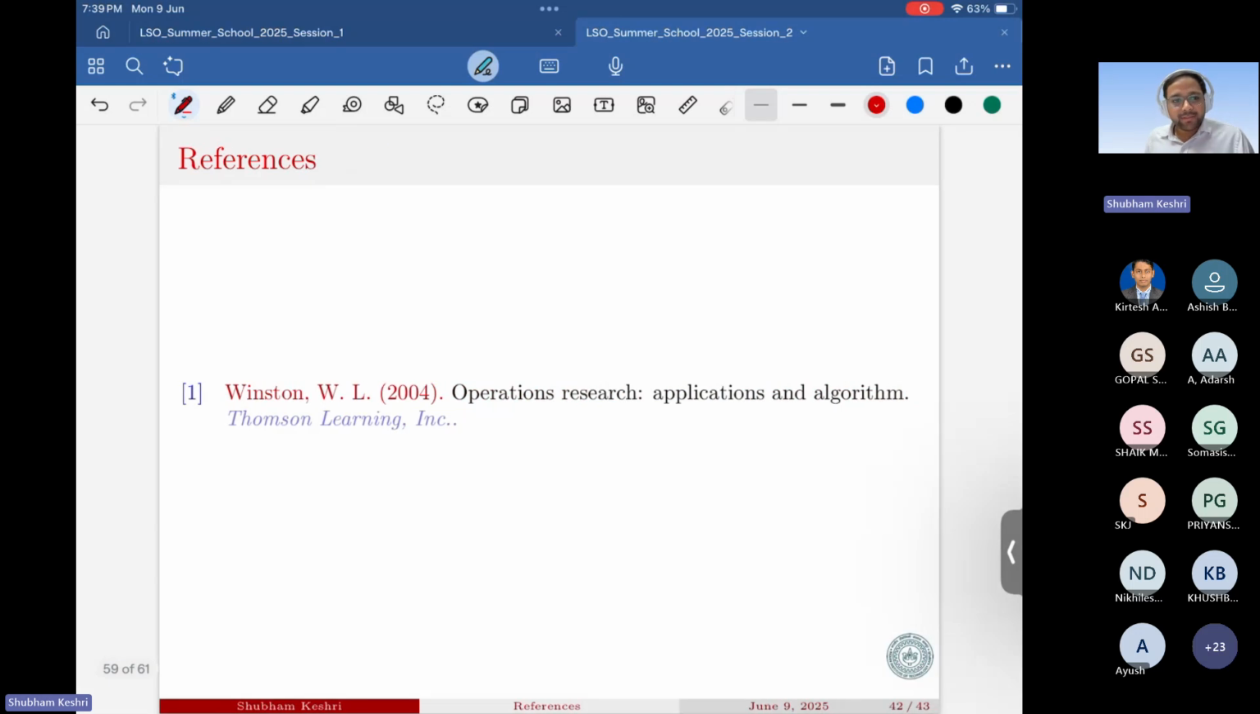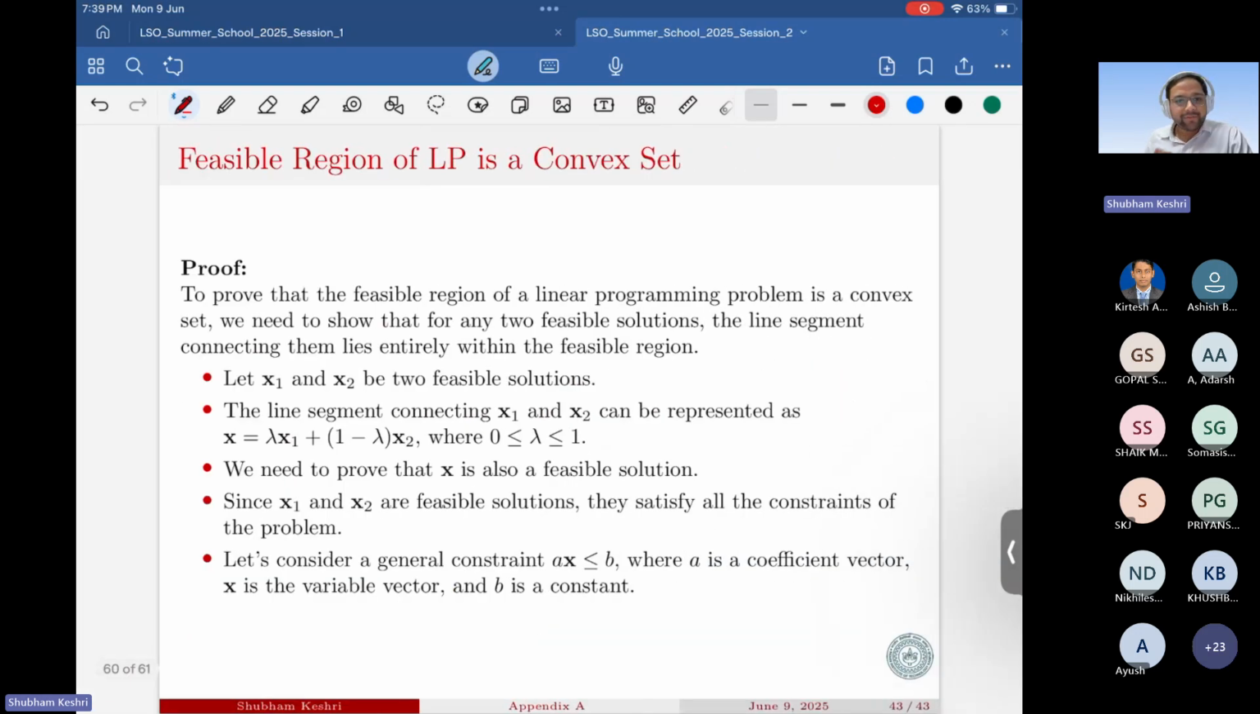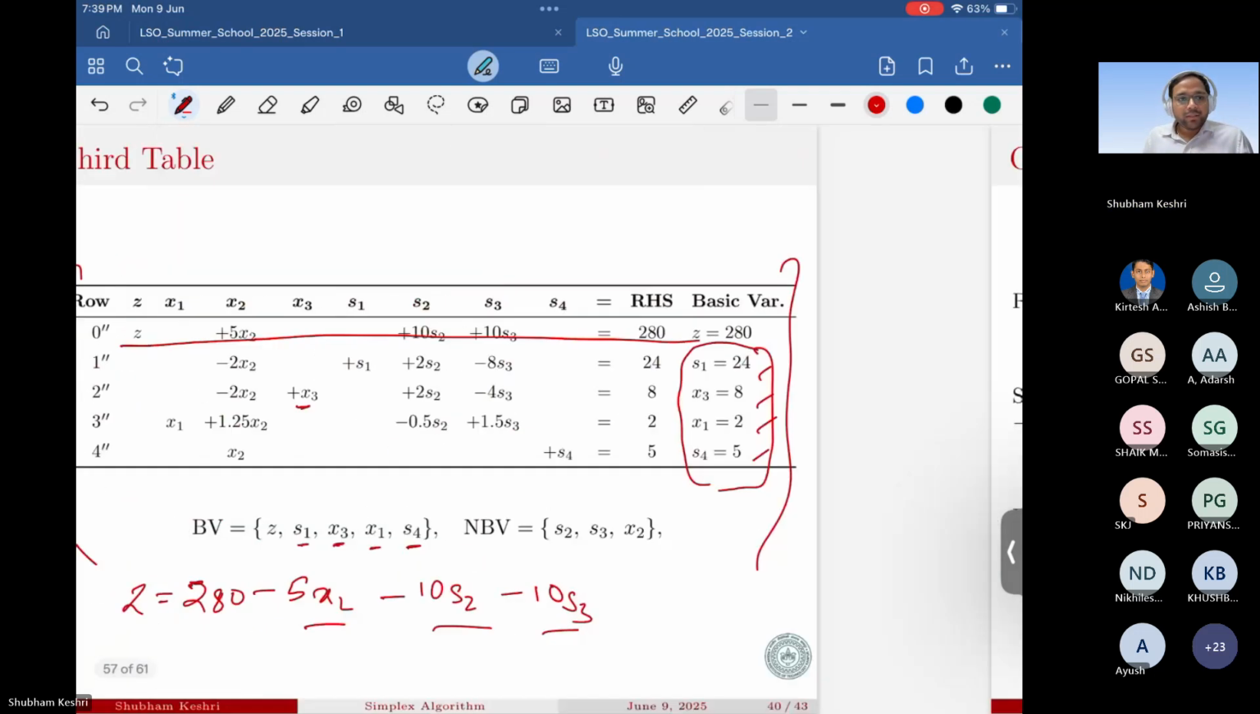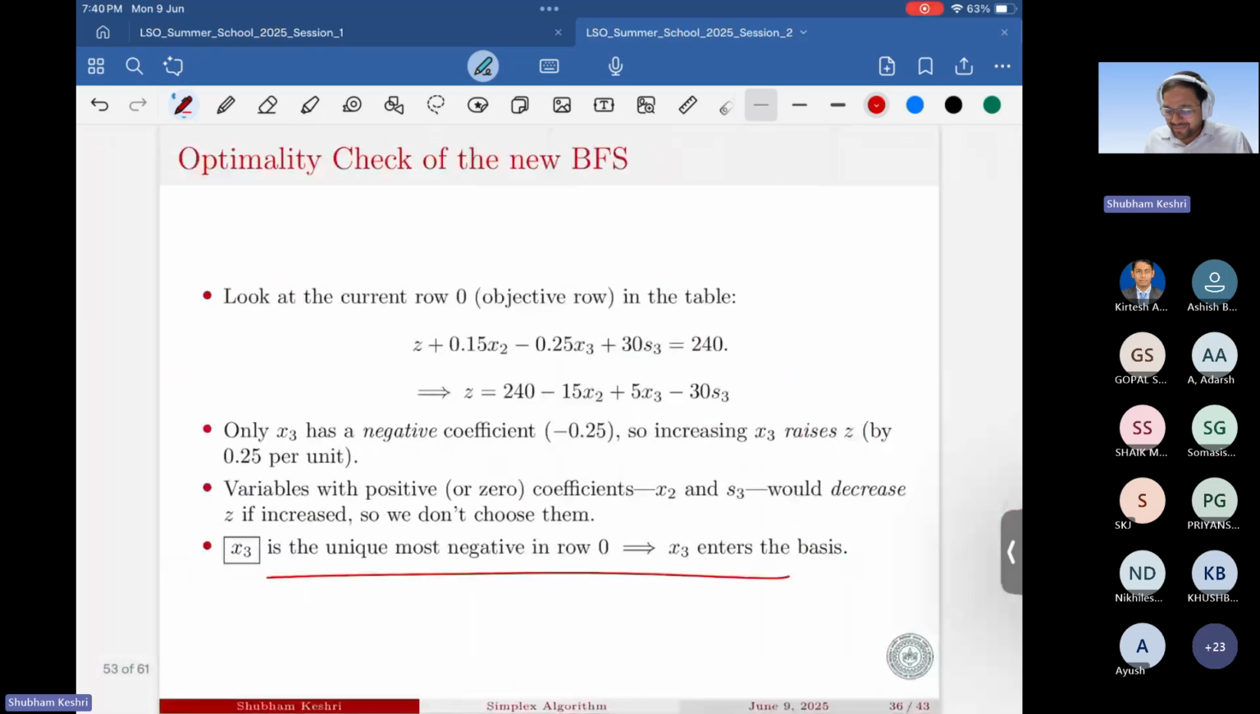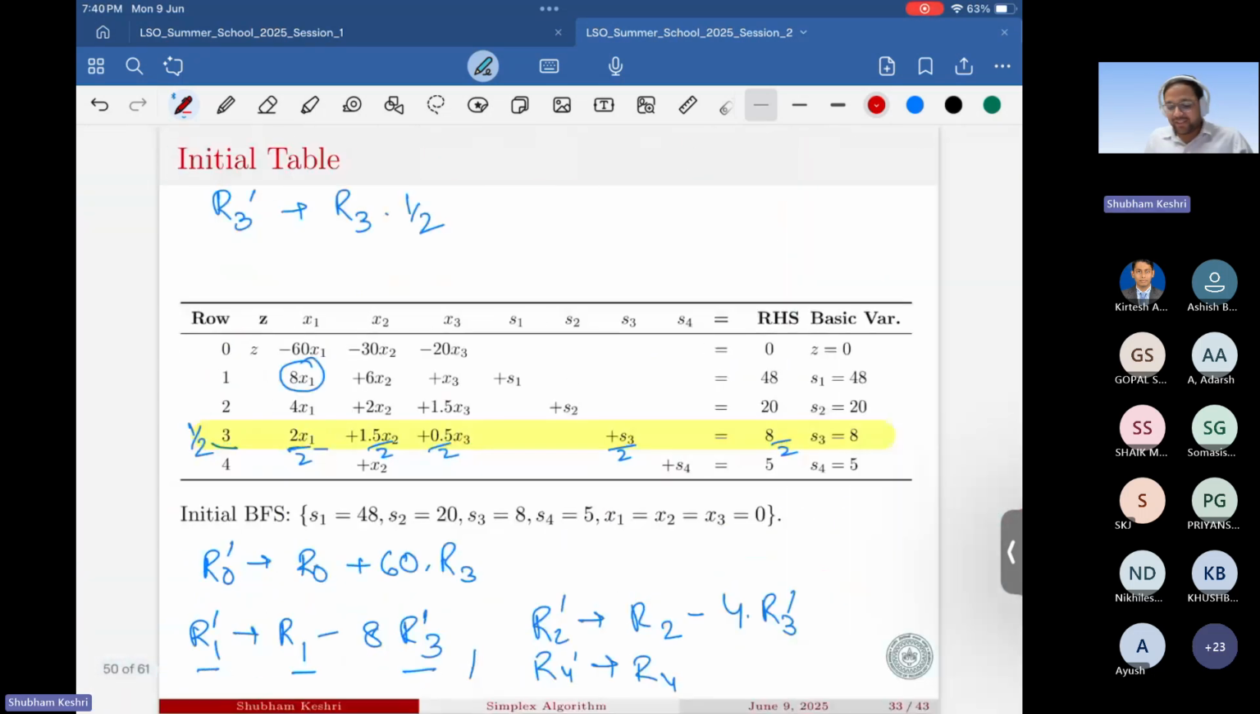I have completed this portion and I have left a proof that the LP feasible region is convex. If you have time, you can come and read. I have taken 9 minutes extra, I'm sorry, but I wanted to complete all portions.